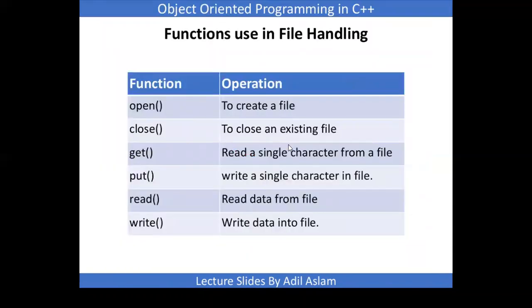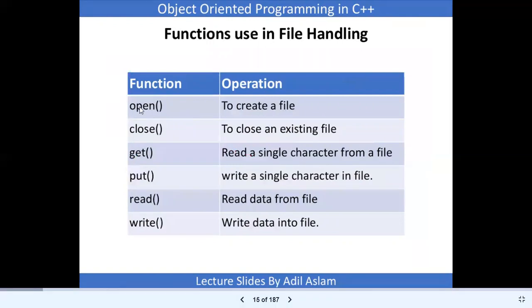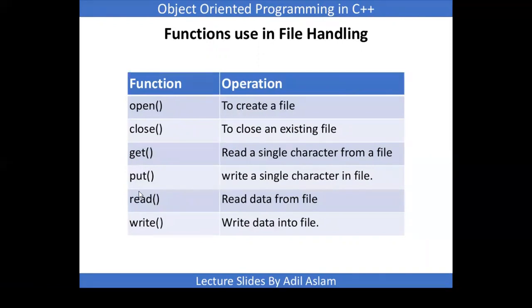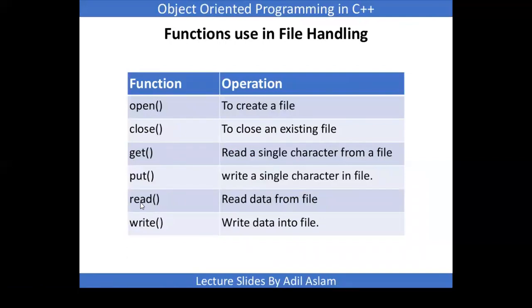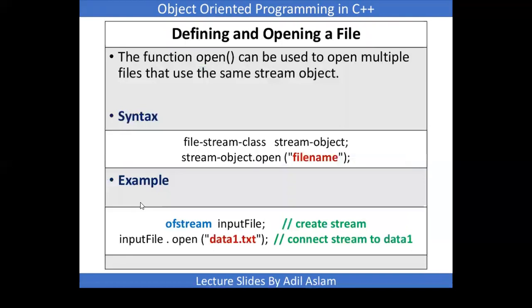Here come the functions that can be used in file handling. When we create a file object, we can call the open function with it to open a file and the close function to close the existing file. Then we can use the get and put functions to read or write a single character, and the read and write functions to read or write data sentences in the file. So these are the common functions that we can use with file objects for file handling.